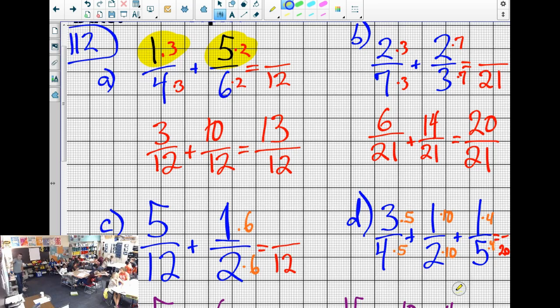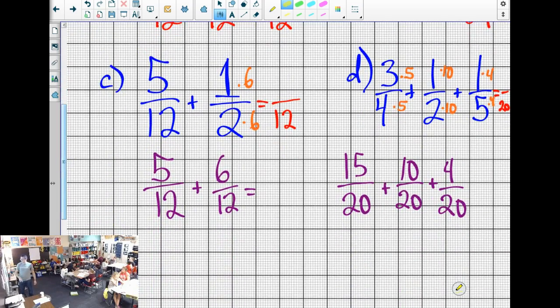Okay, so this becomes 6 21sts, 14 21sts. I think we get 20 21sts. So that would be the accurate way to say this if it's on the bottom. 20 21sts. All right, down to C. Check it. I might have made mistakes.